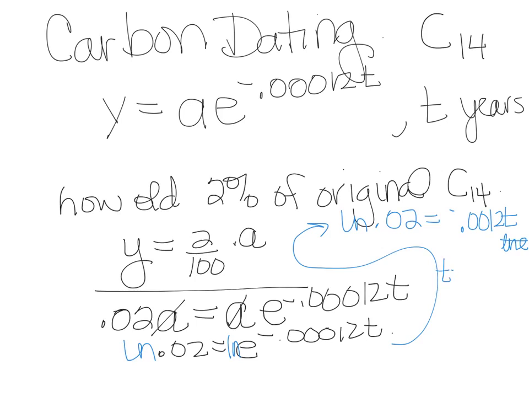So t is equal to, what do I got? I got ln 0.02 divided by negative 0.0012. And I could put that in my calculator. So I'm getting t is about, what did it say? 32,600 years. So we're not talking dinosaurs, maybe we're talking a mastodon or something.